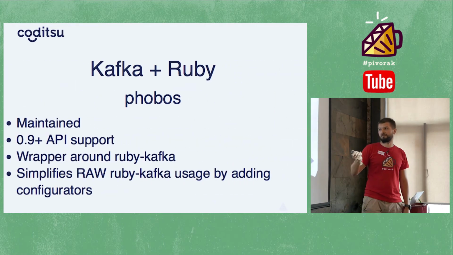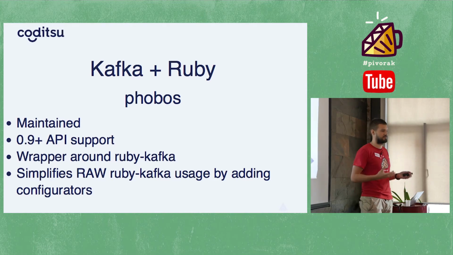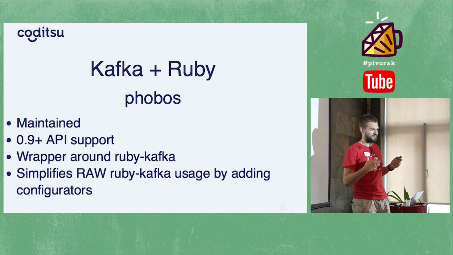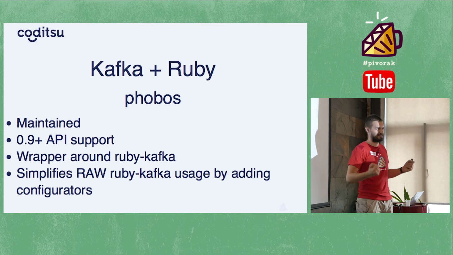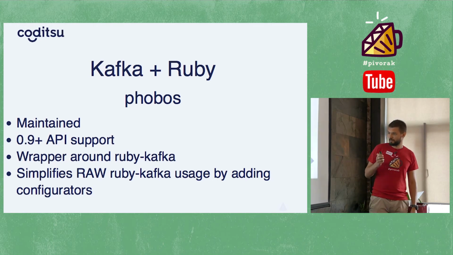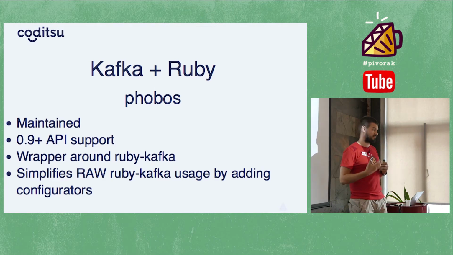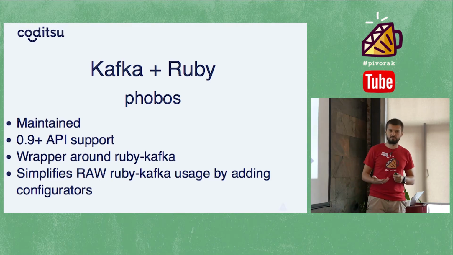Phobos is maintained because it was built by a company. It was built at the same time Karafka was built. We didn't know about each other, so we both put a lot of effort into building frameworks and, mine won, based on the number of stars and companies that are using it. So I'm happy, but they use it as well, so they maintain it. And it can still be really good. You can think of it as Sinatra for small stuff. If you need to do a few things and you don't want to play with a lot of configuration details that you have to set up with Ruby Kafka, then you can just take Phobos.